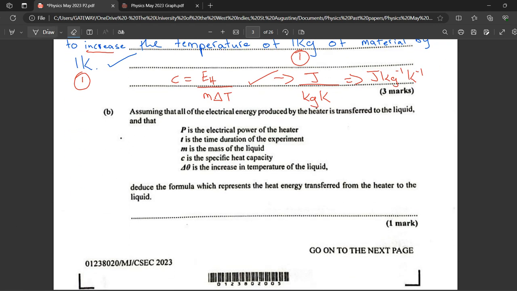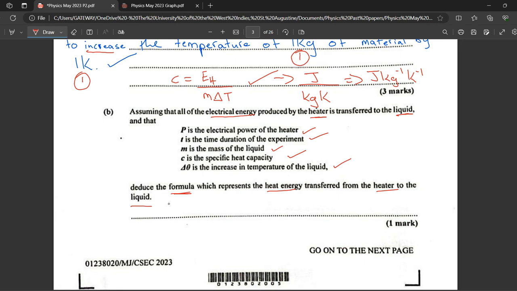So now let's say part B here. Assuming that all of the electrical energy produced by the heater is transferred to the liquid, and that P is the electrical power of the heater, t is the time duration of the experiment, m is the mass of the liquid, c is the specific heat capacity, delta theta is the increase in temperature or the temperature change of the liquid. Let's say to deduce the formula which represents the heat energy transferred from the heater to the liquid.